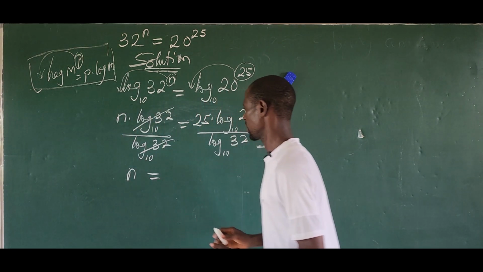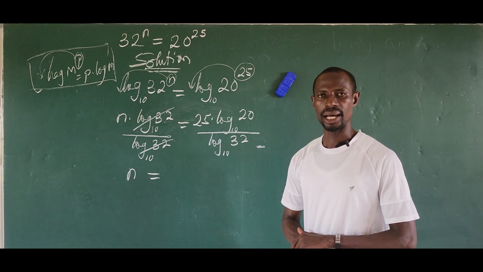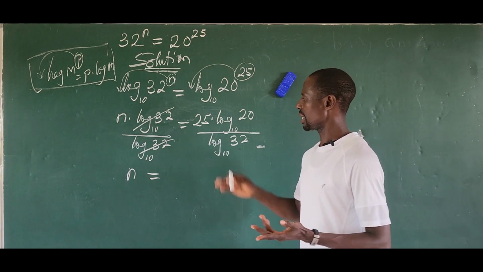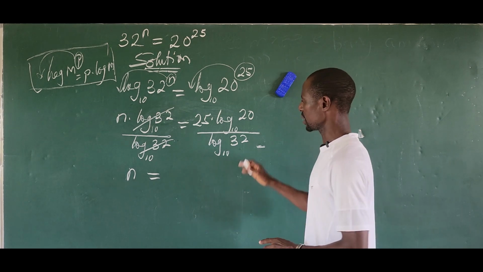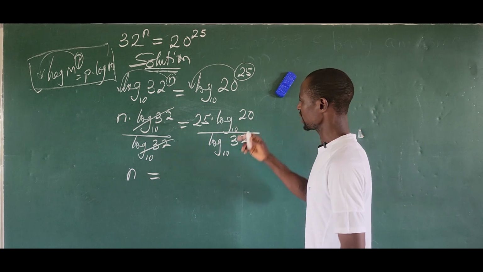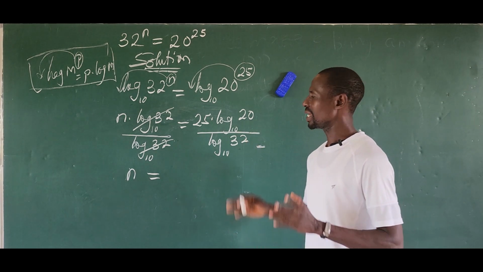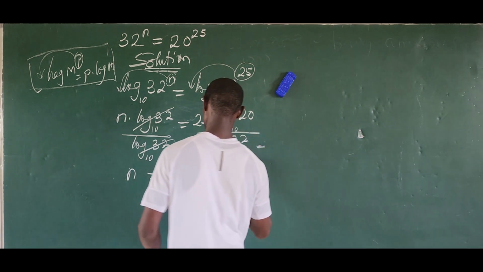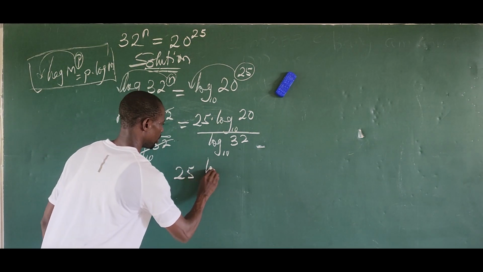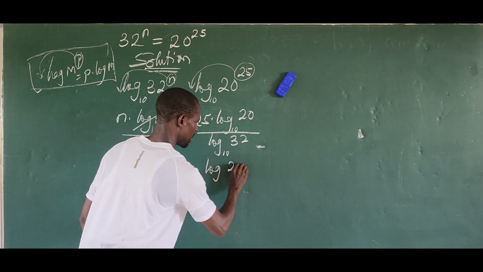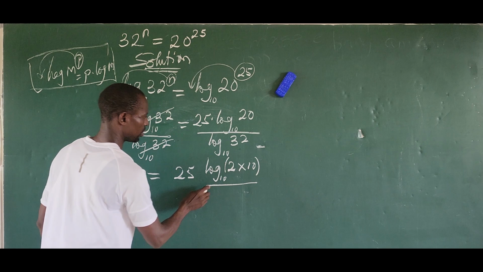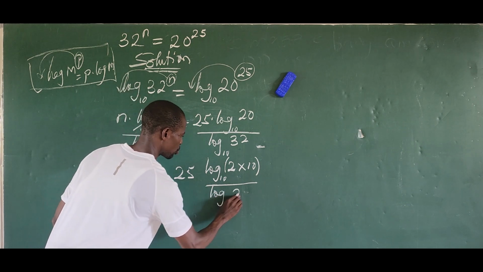Now let's look at this. We can rewrite our 32. We can split it down, then we can equally split this down. So 32 can be written as 2 to the power of 5, and 20 could be written as 2 times 10. So let's go ahead and rewrite this and this. So this is going to give us 25 into log of (2 times 10), all over log 2 to the power of 5.